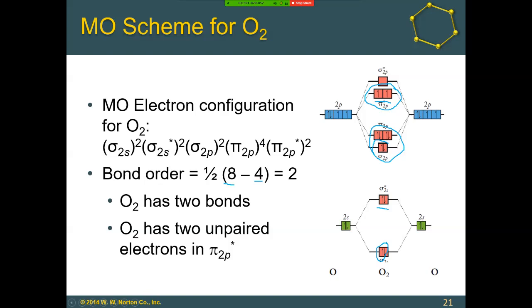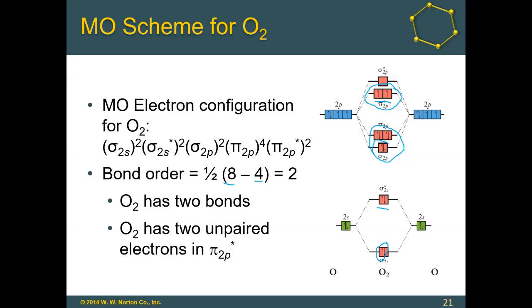The other p orbitals that are pointing on the orthogonal, or the 90 degree, axes to the sigma bond will overlap in a parallel method. And because they overlap when they're parallel to each other, that results in pi orbitals. There's two p orbitals from each of the atoms, so there's a total of four p orbitals coming together, which means we get four pi orbitals out. Two of those pi orbitals are bonding. Two of those pi orbitals are antibonding.